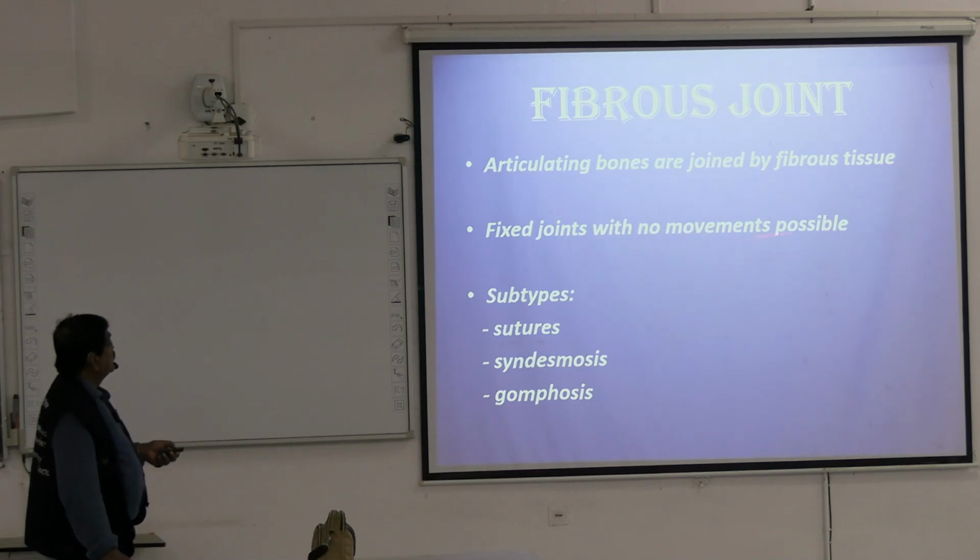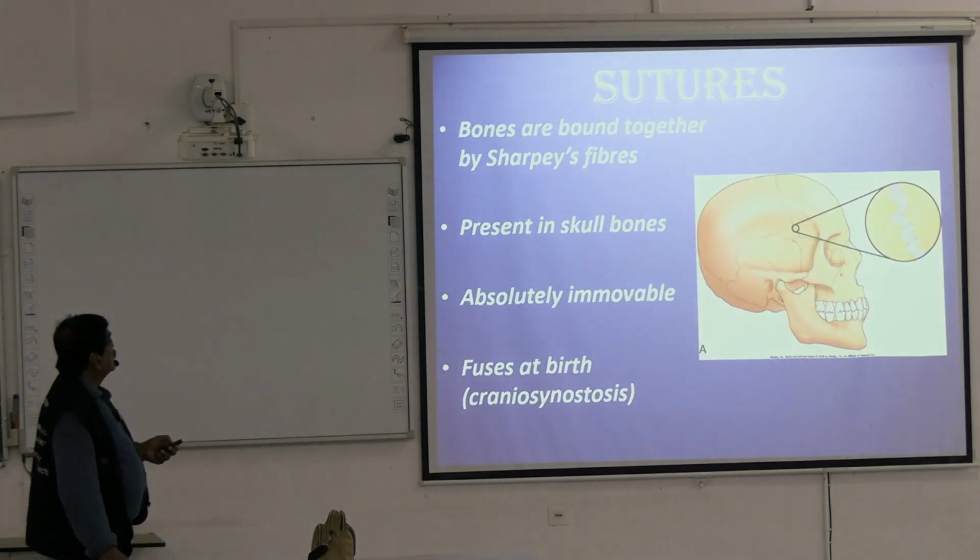Fixed joints with no movement possible. Subtypes: sutures, syndesmosis, gomphosis. Now, in a suture, bones are bound together by sharp fibers. Present in skull bones, absolutely immovable, fuses at birth, craniosynostosis.